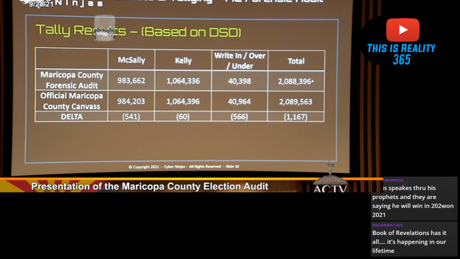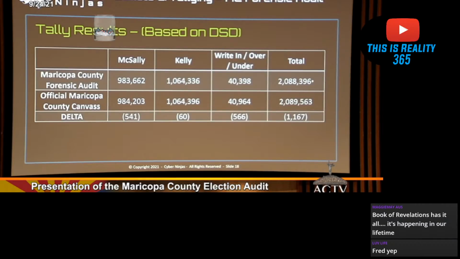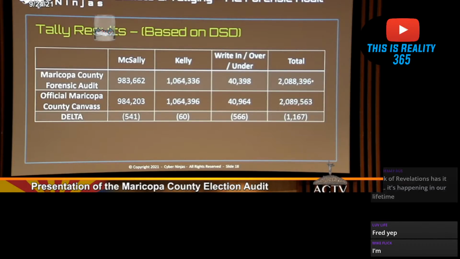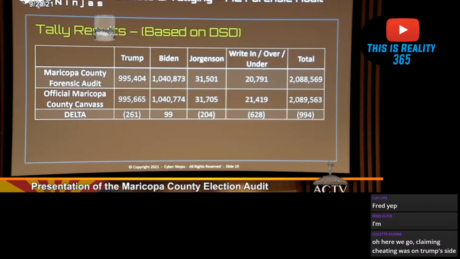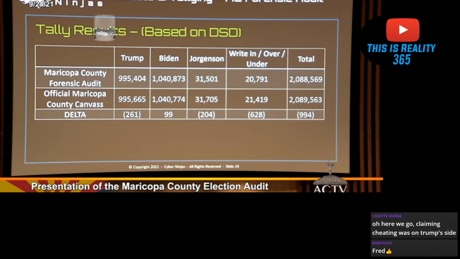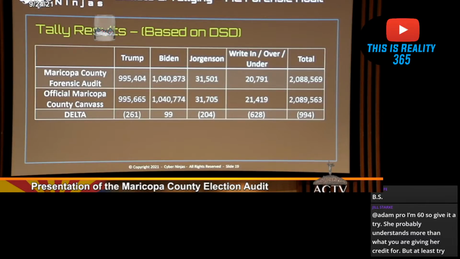And we actually run into that we have 541 less for McSally and 60 less for Kelly in the ballot totals. If we take a look at the presidential race, Trump actually loses 261 votes from the official votes. Biden gains 99, and Jorgensen loses 204 votes. And again, these are all very small numbers when we're talking about 2.1 million ballots. These are very small discrepancies. So we can say that the ballots that were provided to us to count in the Coliseum very accurately correlate with the official canvass numbers that came through.